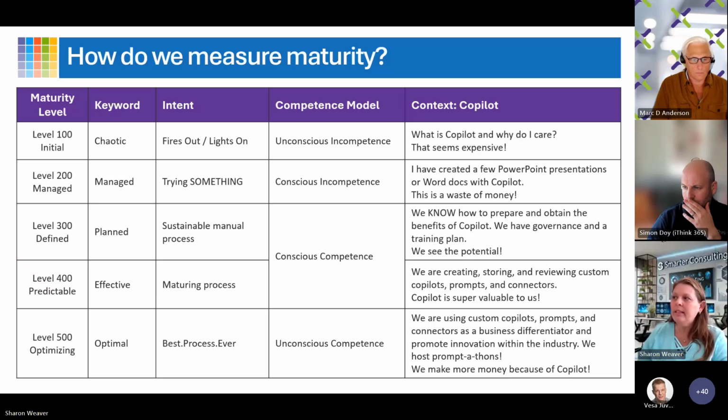So I kind of took that, and because I've been helping with the maturity model, and because I do this day to day, I was thinking about putting this up against the model. I took the one from last month, went through it, and said, okay, I like this, but I'm just going to change the context to Copilot. Basically, at level 100, most organizations are like, what the heck is Copilot and why do I even care?